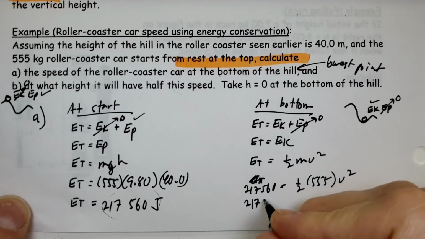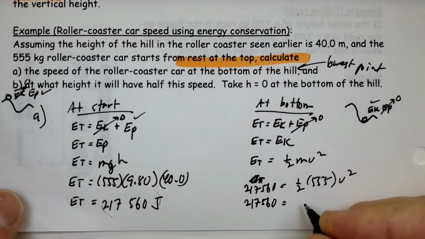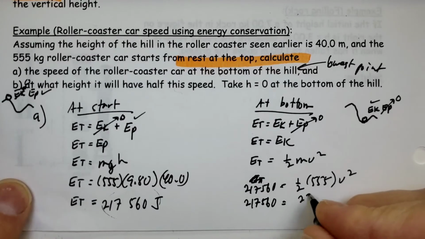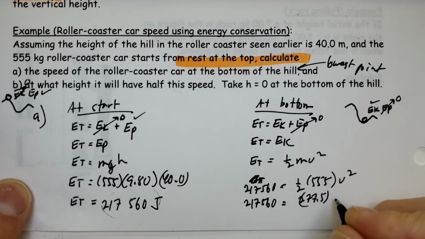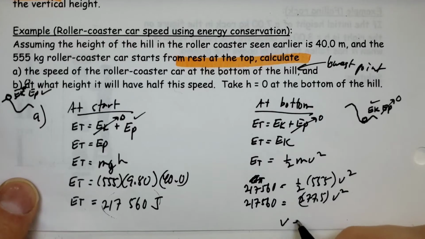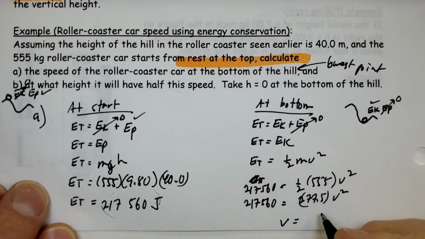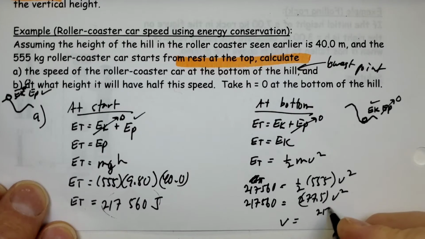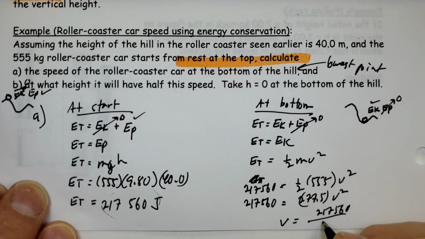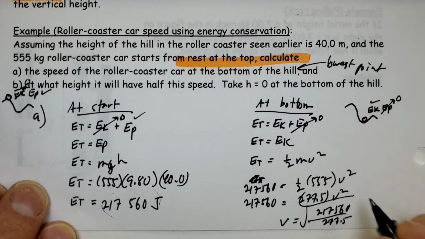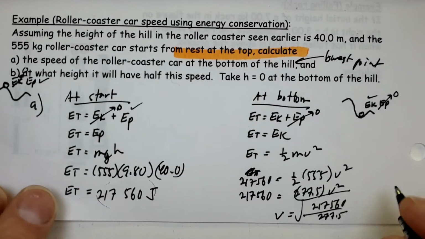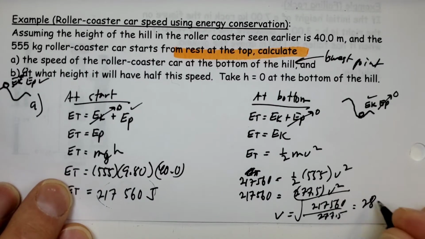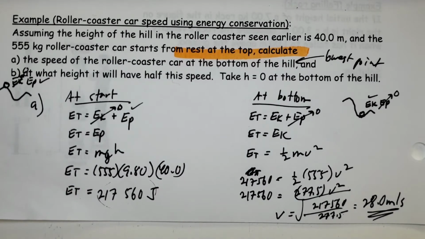So 217,560, half of 555 is 277.5. So v would be equal to, divide each side by 277.5 and square root. I skipped a couple of steps there just to save on room. 28.0 meters per second is what you get at the bottom.